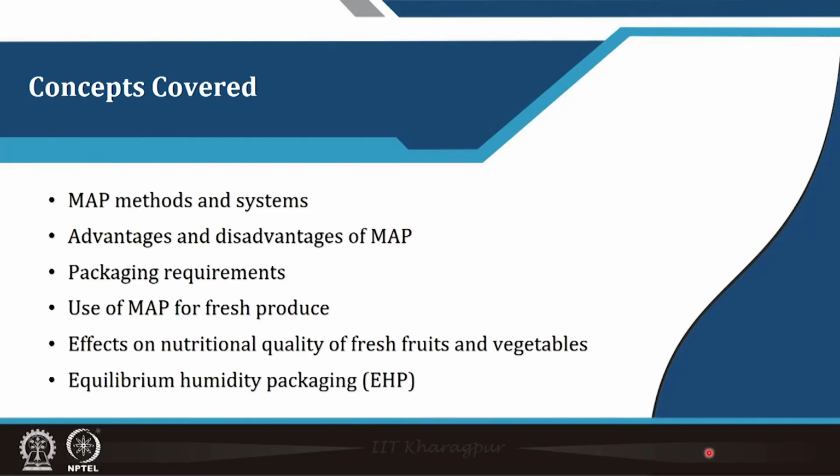Here, we will study the modified atmosphere packaging methods and systems, its advantages and disadvantages, requirements of the packaging, use of modified atmosphere packaging of fresh produce packing, and its effect on nutritional quality, and finally, we will also discuss something about equilibrium humidity packaging.